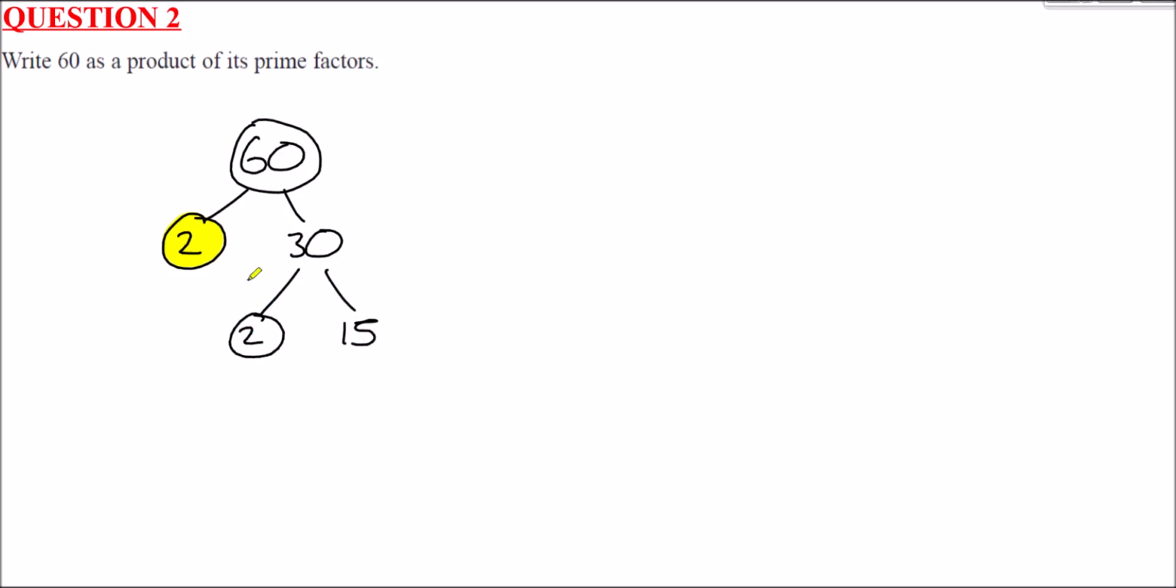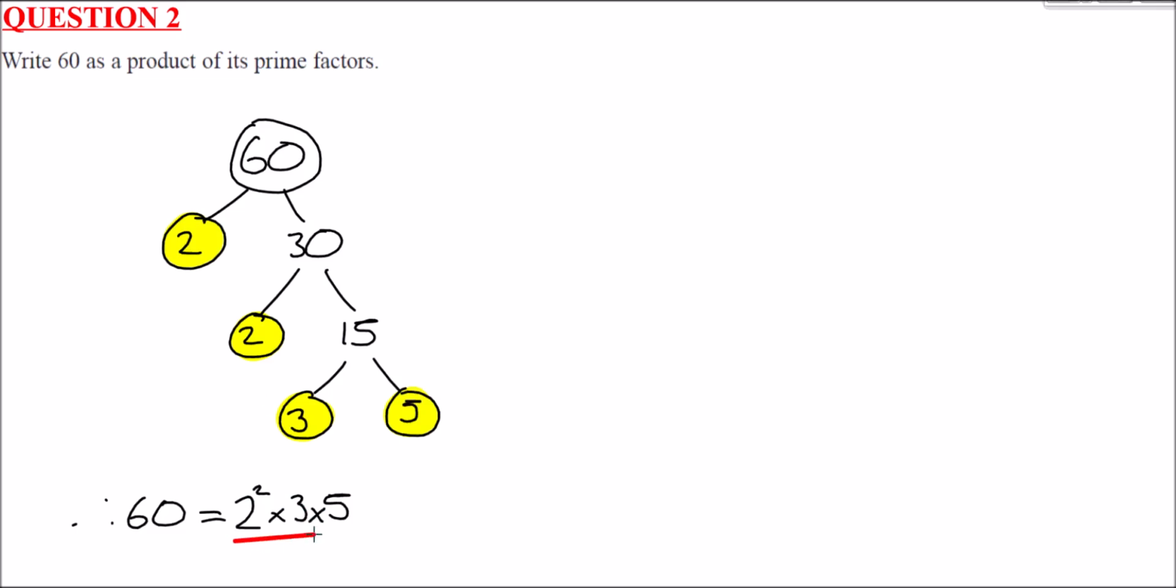2 is prime, so I'm going to circle it and colour it in. 15 isn't, because 15 I can divide by 3, which gives me 5. Now because 3 is prime and 5 is prime, I've got prime numbers at the dead ends everywhere, so I'm done. So therefore, 60 equals 2 times 2, I'm going to call that 2 squared, that's a better way of writing it, multiplied by 3, multiplied by 5. Product means written next to each other and multiplied together.